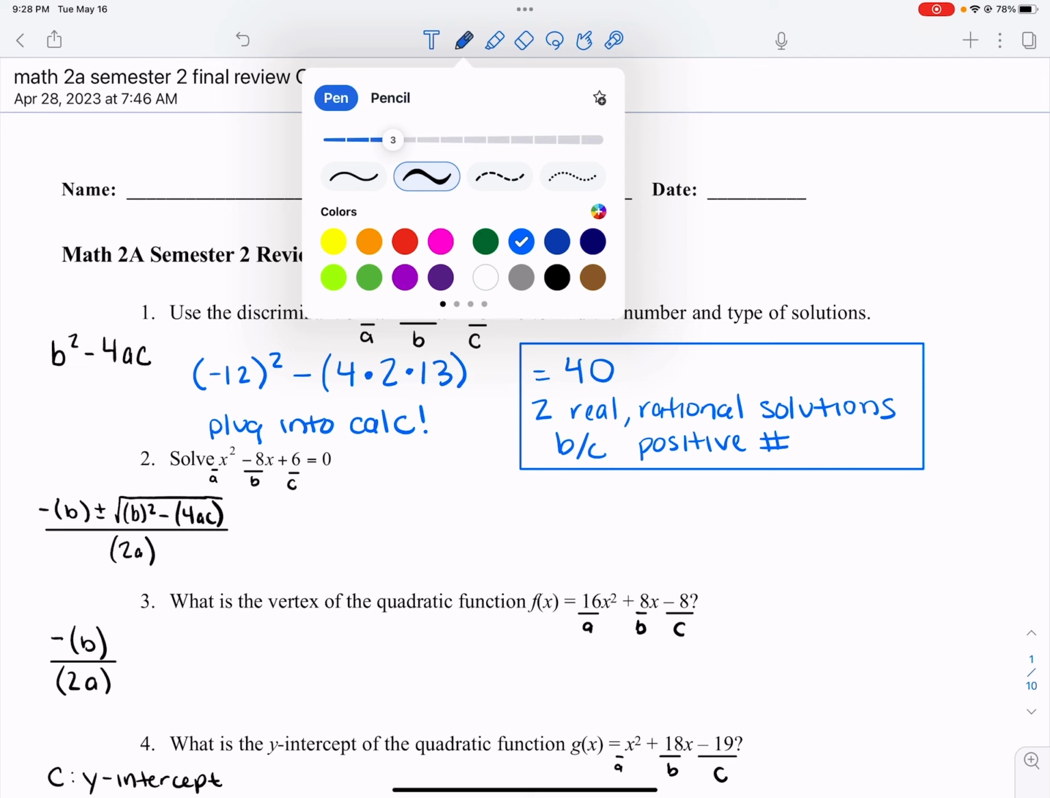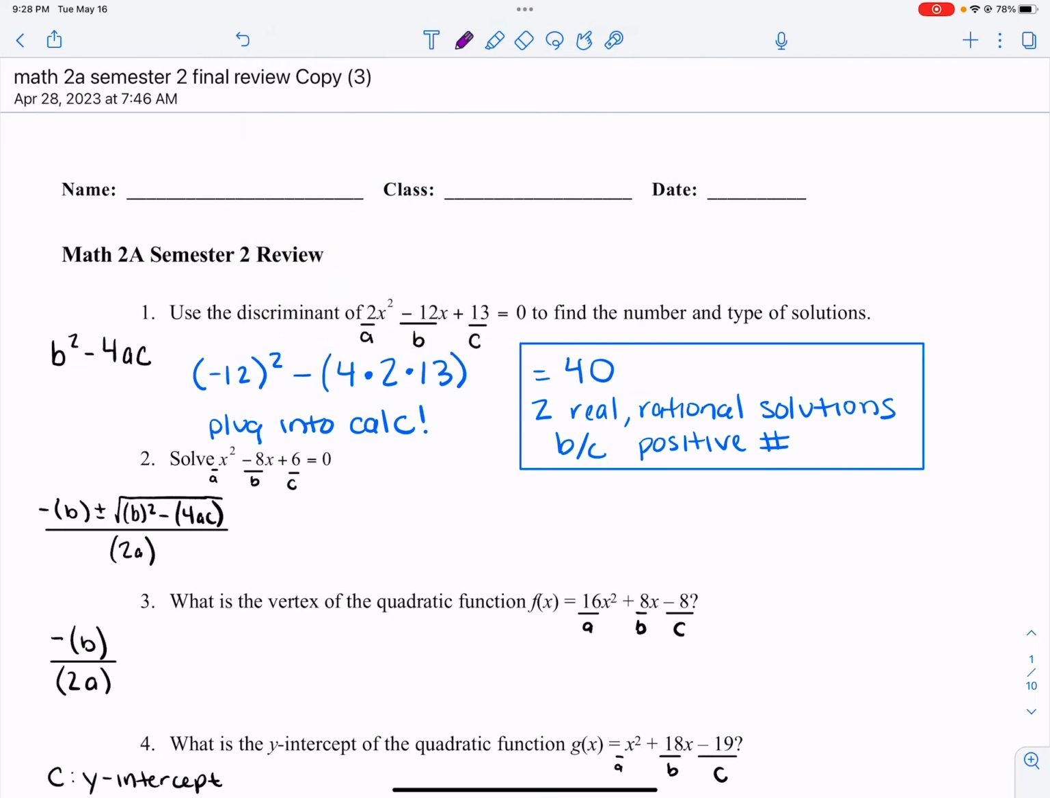All right, number 2. Let's do purple. Solve x squared minus 8x plus 6 equals 0. So this is a quadratic formula problem. This is my quadratic formula right here. My A is 1 because there's no number in front there, so it means 1. My B is negative 8, and then my C is 6.